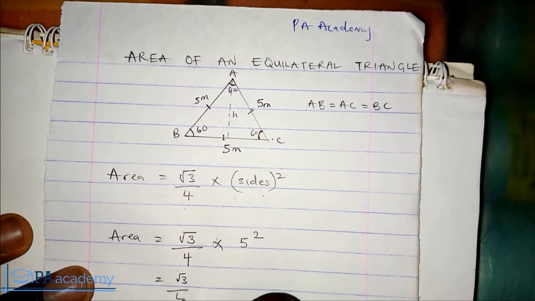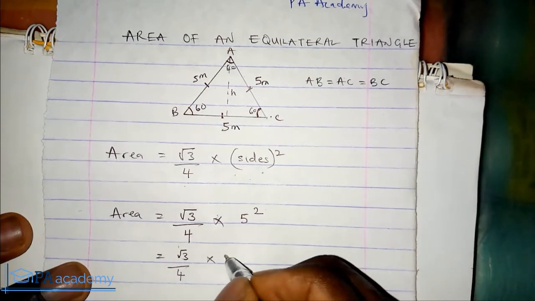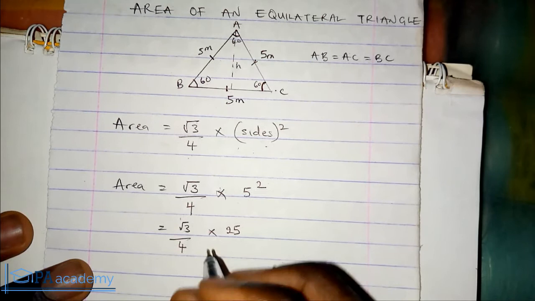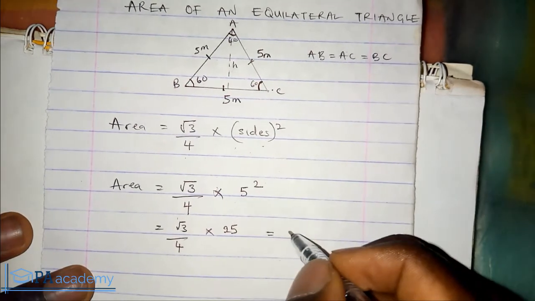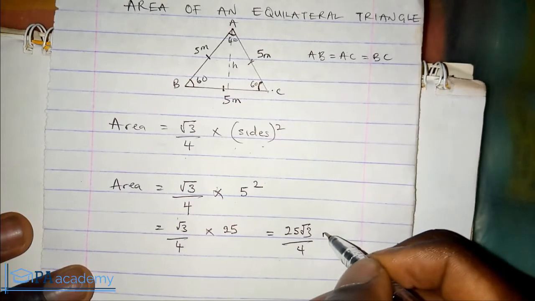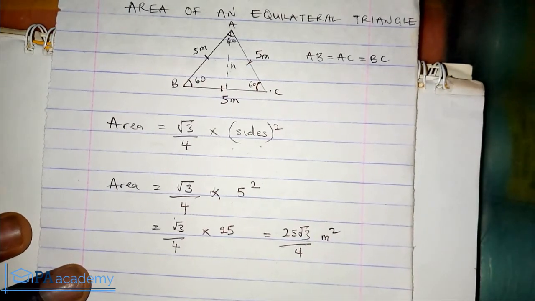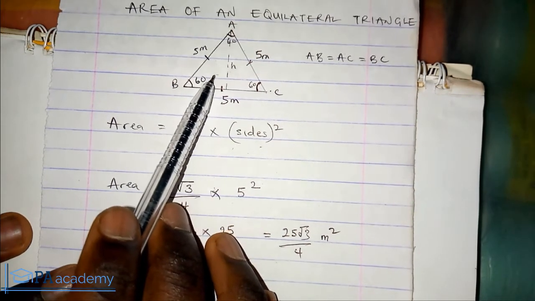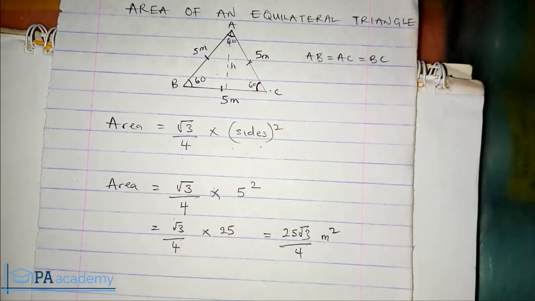So that will give us root 3 over 4 multiplied by 5 times 5, which is 25. So that will be 25 root 3 over 4 meters square. So this is the area for this equilateral triangle. So that is it on how to find the area of a triangle.